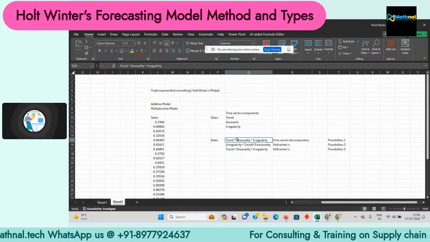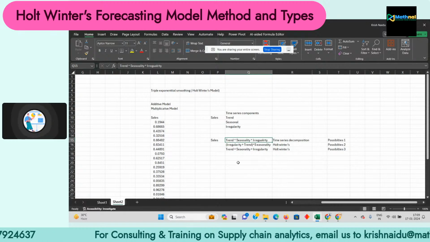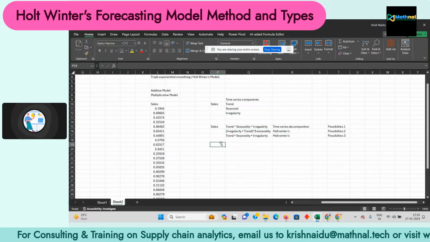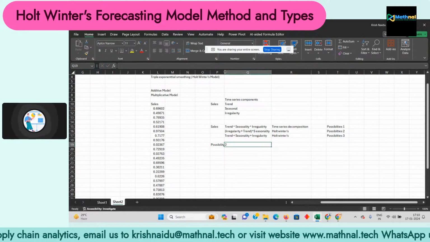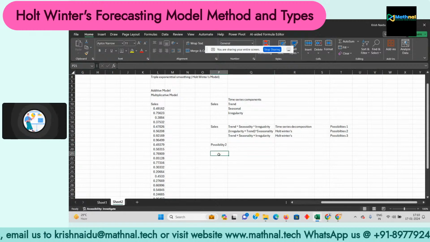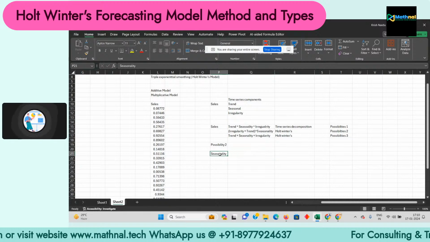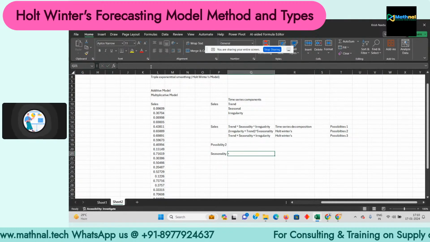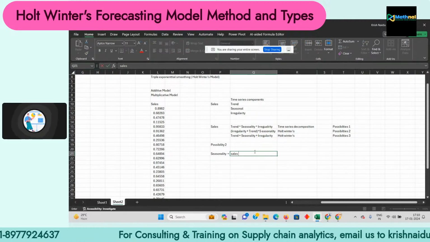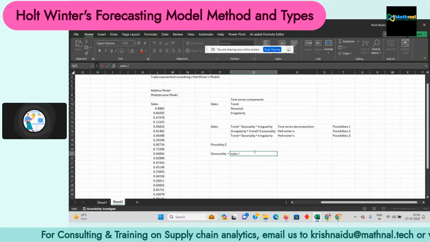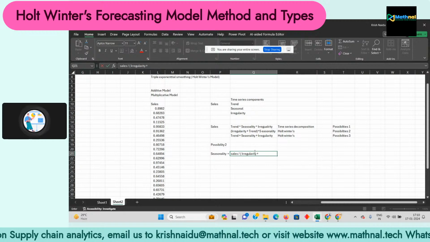All right. So this is the first thing about the combination of the time series components. This is the first thing which we have to look at. Now, suppose you want to find the seasonality, and I'm going for possibility number two. So what is my seasonality for possibility number two? Seasonality is equal to sales divided by irregularity plus trend.